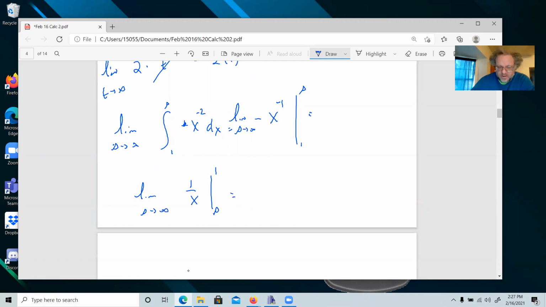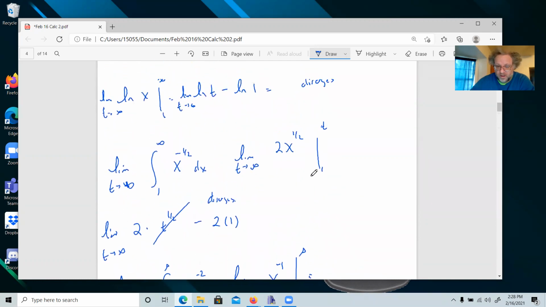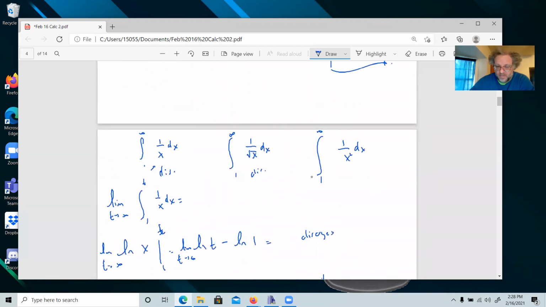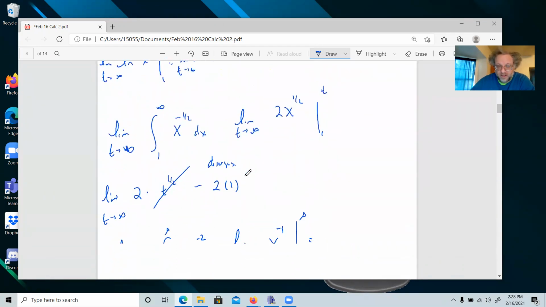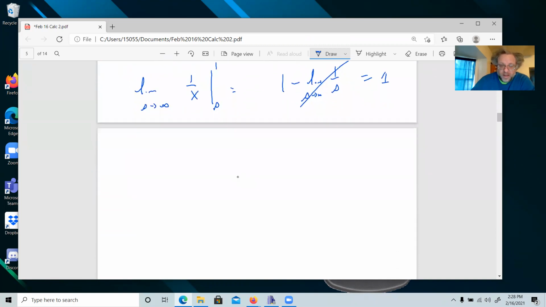Okay, so that's going to be, if I plug in a 1, 1 minus 1 over s, limit s goes to infinity. Well, I know this one, right? The limit of 1 over s as s goes to infinity goes to 0. So that equals 1. This converged to 1. That's a very important result.